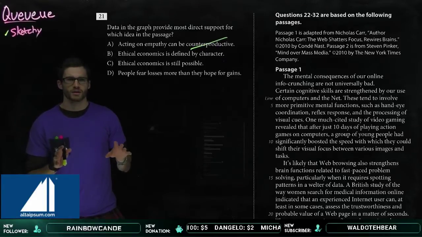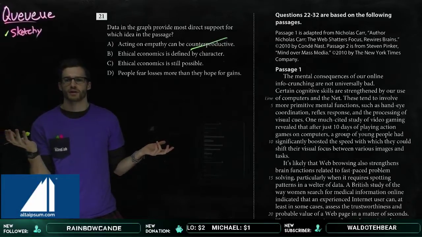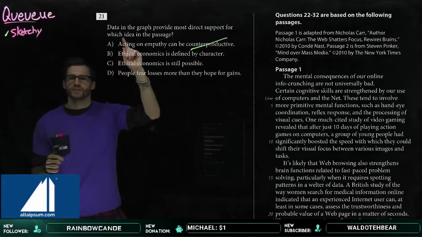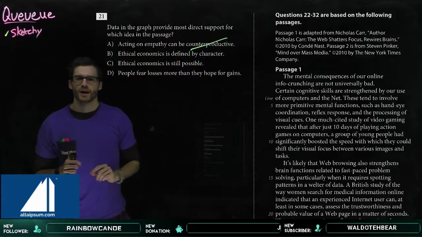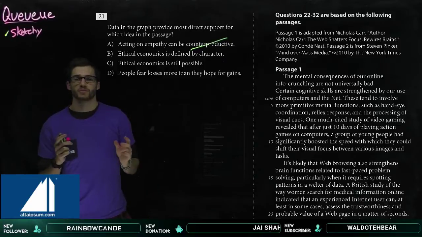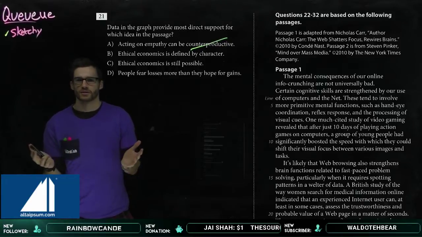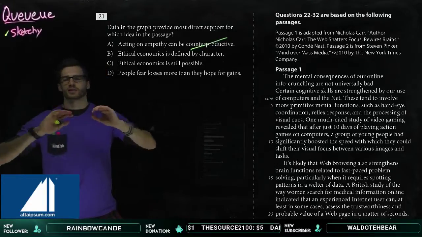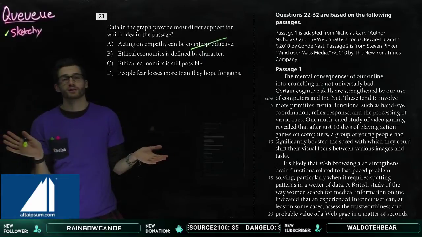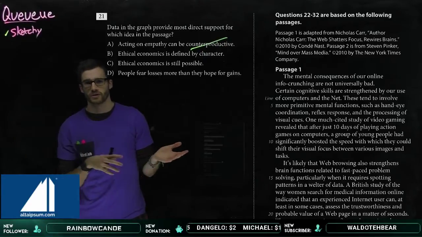Okay, maybe. That, to me, honestly sounds like a bunch of jargon, but the question is, data in the graph provide most direct support for which idea? I don't know if this idea is in the passage, B, but I do know that it's not in the graph. What does the graph have to do with character and ethical economics being defined by that? That's such a huge idea, and all this graph shows is that fair trade coffee did better than regular coffee over a number of years, right?